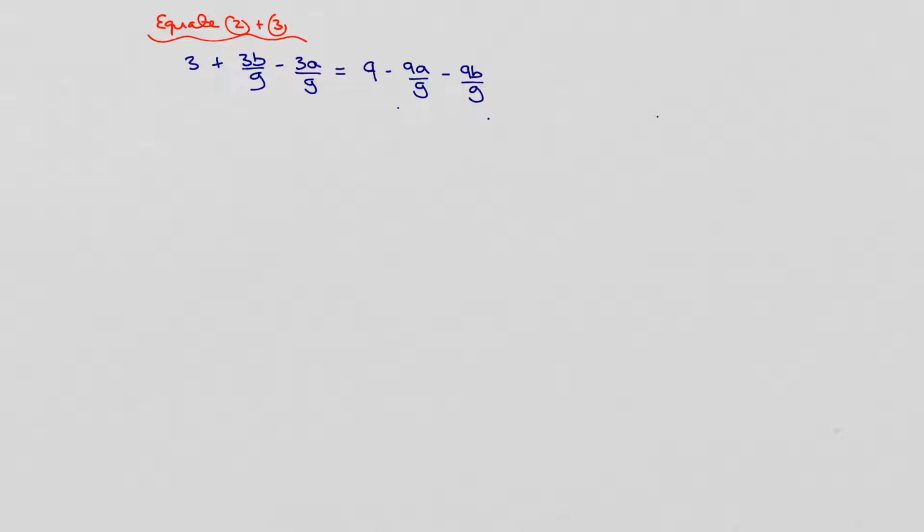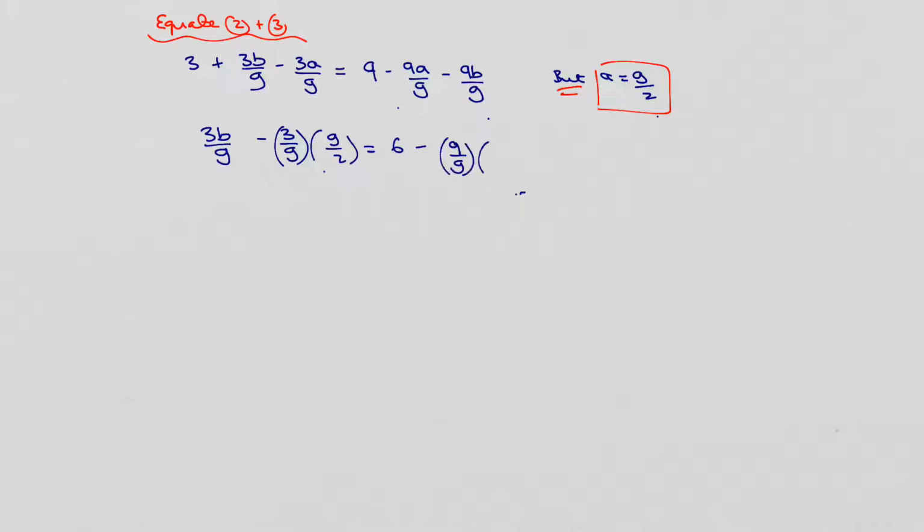Okay, and then we also say, but a is equal to g over 2. So we're going to now sub that in, and then we'll rearrange to get b on its own. So we have 3b over g minus 3 over g times a, which is g over 2, is equal to, and if I bring the 3 over there, that leaves me with 6 minus 9 over g times a, which is g over 2, minus 9b over g.